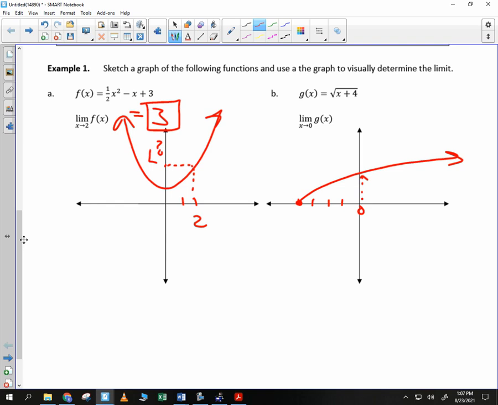Anybody got a thought? 2. It is 2. Notice this is a very nice behaving function. You can see that the height here is 2. And so if you just look at it, if you approach from this direction, the height is 2. If you approach from this direction, the height is 2.